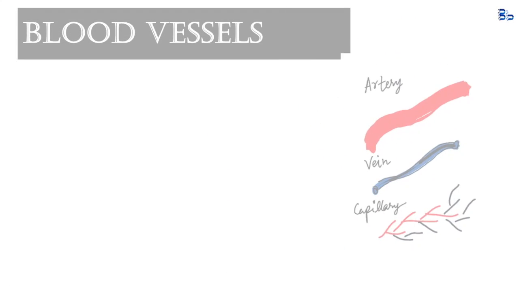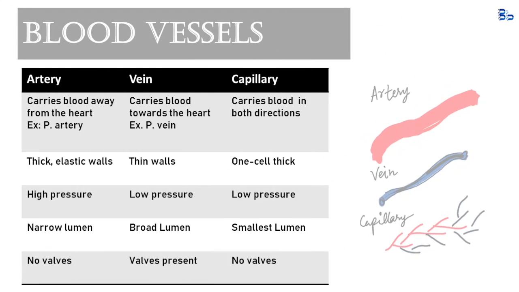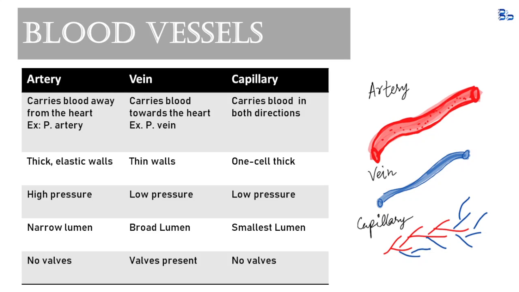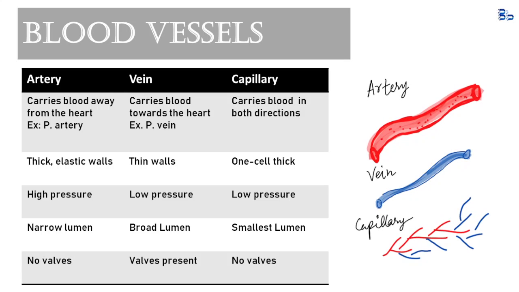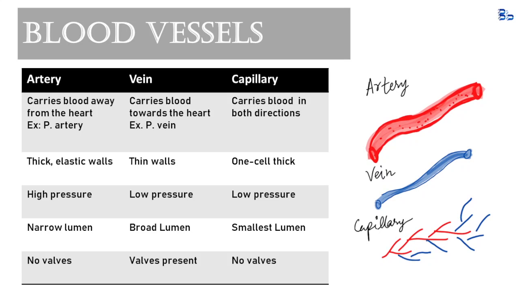Now let's look at the 3 types of blood vessels: the arteries, the veins, and the capillaries. So the arteries are the largest blood vessels in the body and they carry blood away from the heart. An exception to this is the pulmonary artery. Veins carry blood towards the heart with the exception of the pulmonary vein, and capillaries carry blood in both directions.